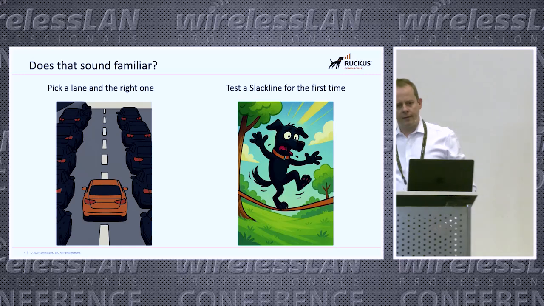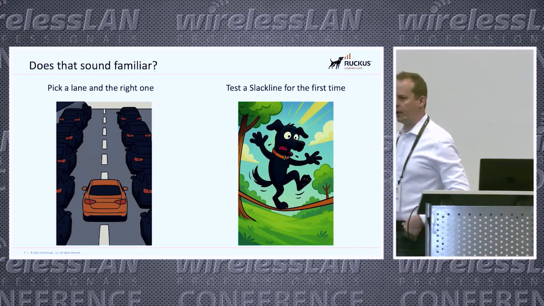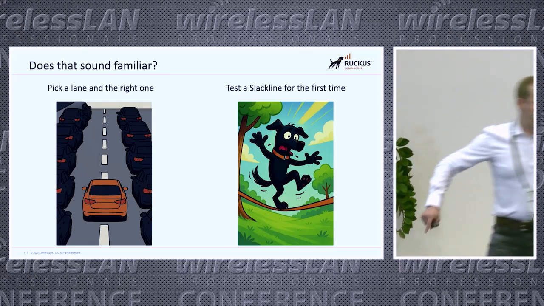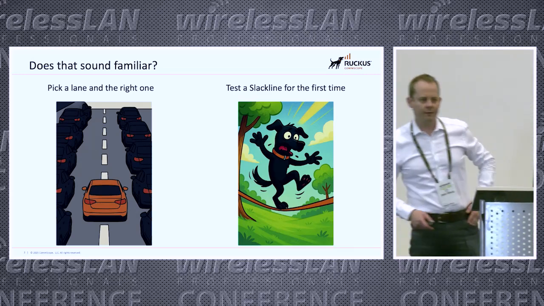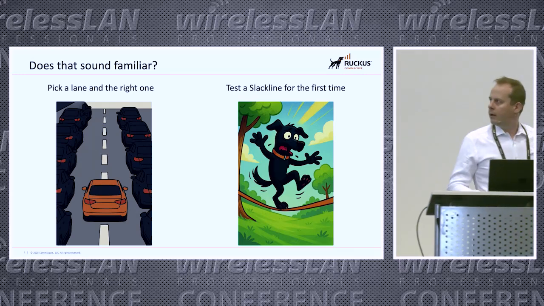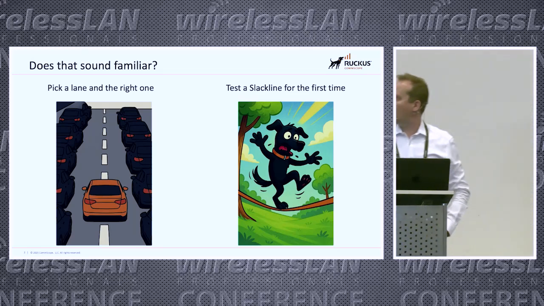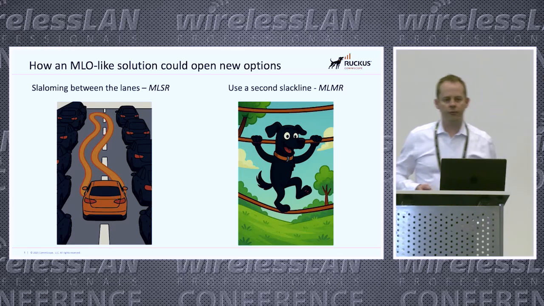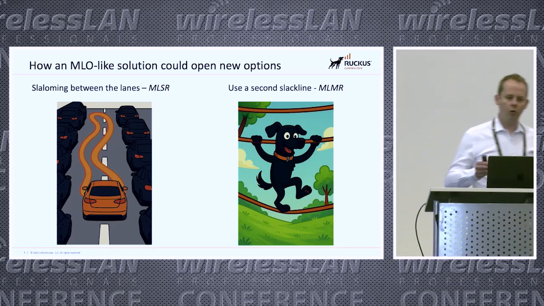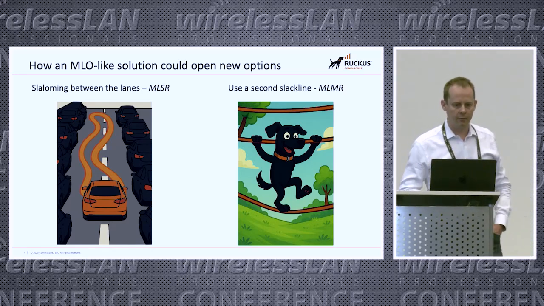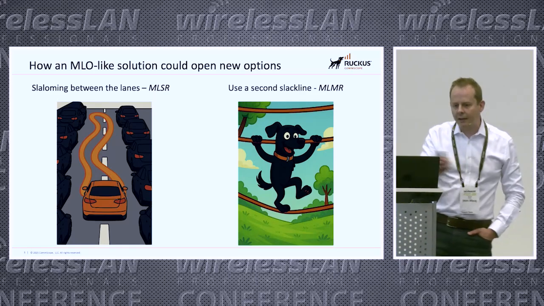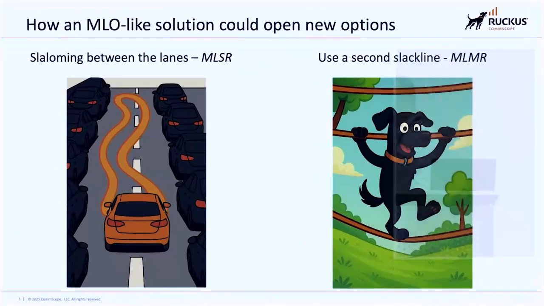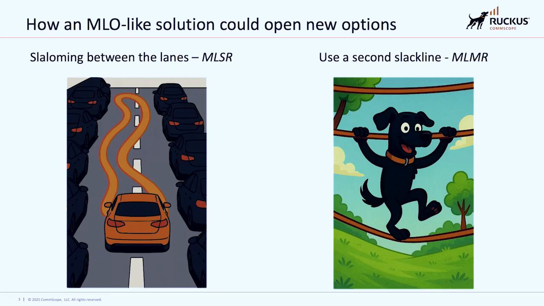I don't know if you ever tested a slackline. That's a funny kind of thing, a kind of rope that you put from one tree to another, and you try to walk on it. That's pretty tough. So these two scenarios are real life scenarios. And if you change a few things, if you are allowed to switch very fast in between the lines for the car and be able to switch exactly where you need to be, or if you can add a new rope and use that rope with your hand to be more stable and move faster, those are MLO-like solutions in the real world.